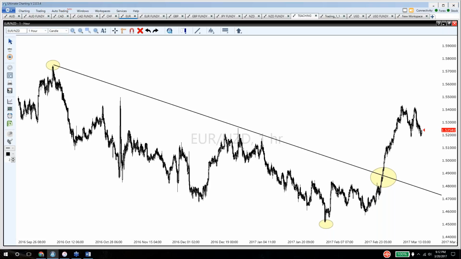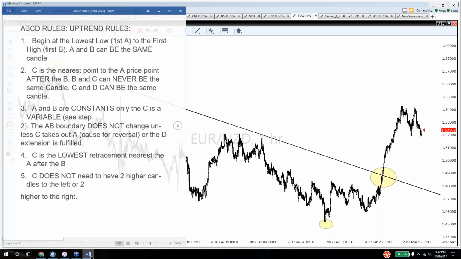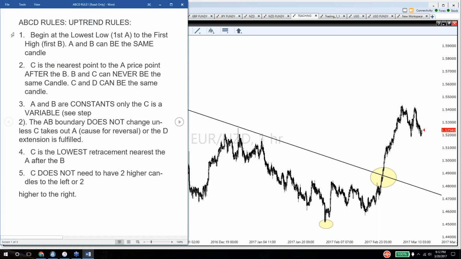So I need to be able to track this trend. The way that I'm going to do that is by starting at the origin of the trend. Now, if you reference that document, we've got A, B, C, D rules for an uptrend, A, B, C, D rules for a downtrend. Which would you say are the applicable rules right now, based on the information that we're dealing with right here, right now?